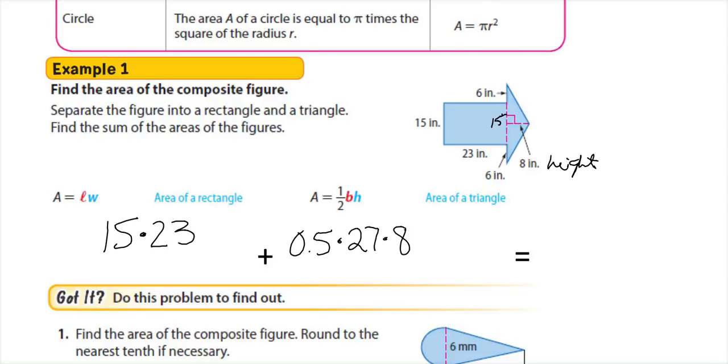So we'll have 15 times 23, plus 0.5 times 27 times 8. And we should come up to 453. Okay? So let's take a look. And that is right, so it's 453. We're dealing with area, so we need square measurements, so it'll be inches squared.